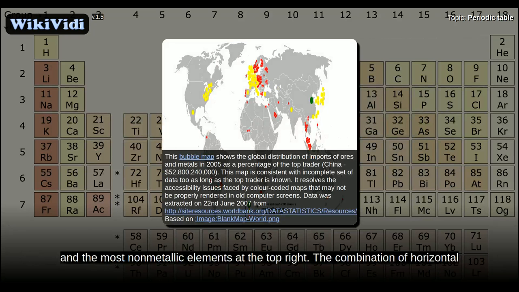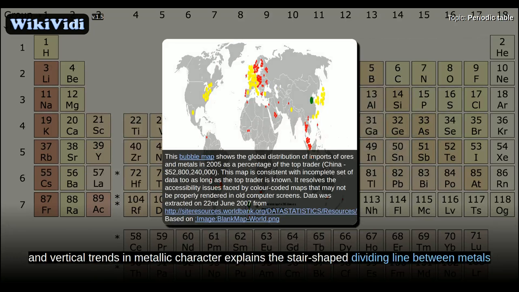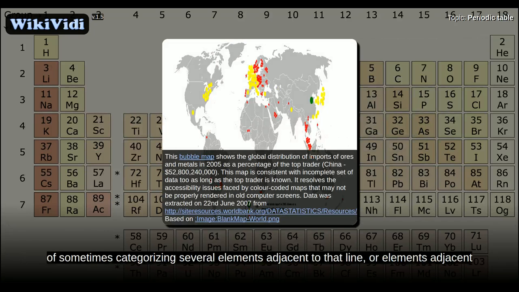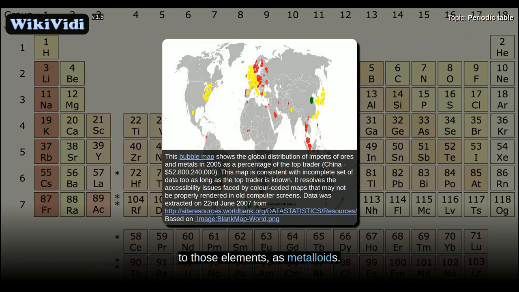The combination of horizontal and vertical trends in metallic character explains the stair-shaped dividing line between metals and non-metals found on some periodic tables, and the practice of sometimes categorizing several elements adjacent to that line, or elements adjacent to those elements, as metalloids.